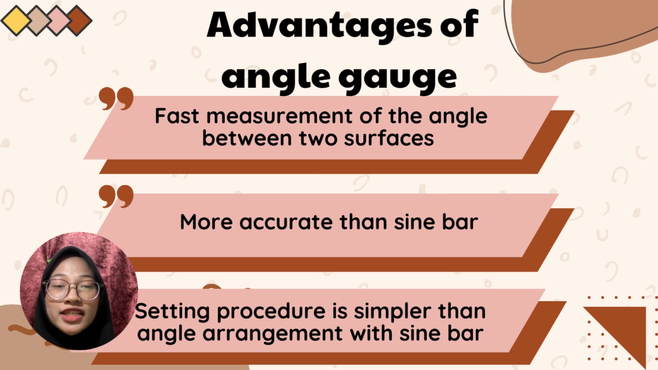Advantages of the angle gauge. First, fast measurement of the angle between two surfaces in the engineering industry. Next, the angle gauge is more accurate than the sine bar because the sine bar involves a trigonometry formula. Next, the angle setting procedure with an angle gauge is simpler than angle arrangement with a sine bar.